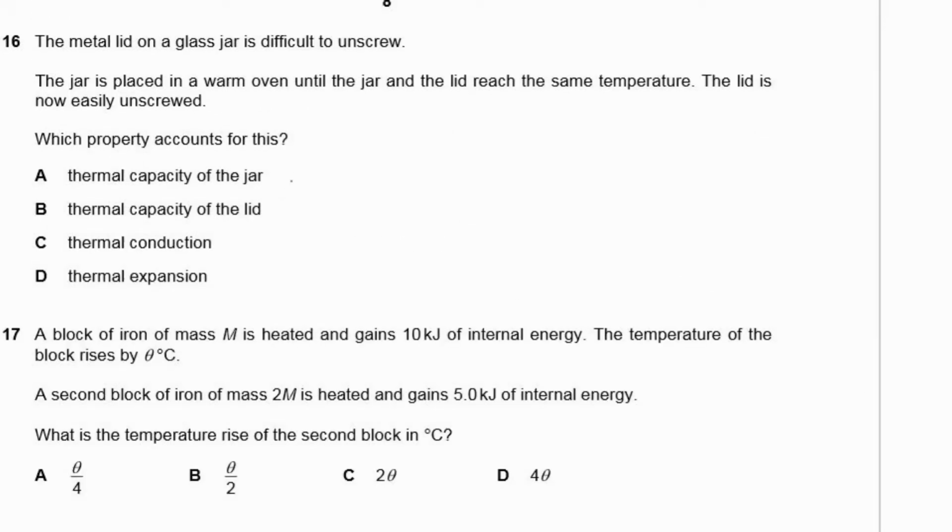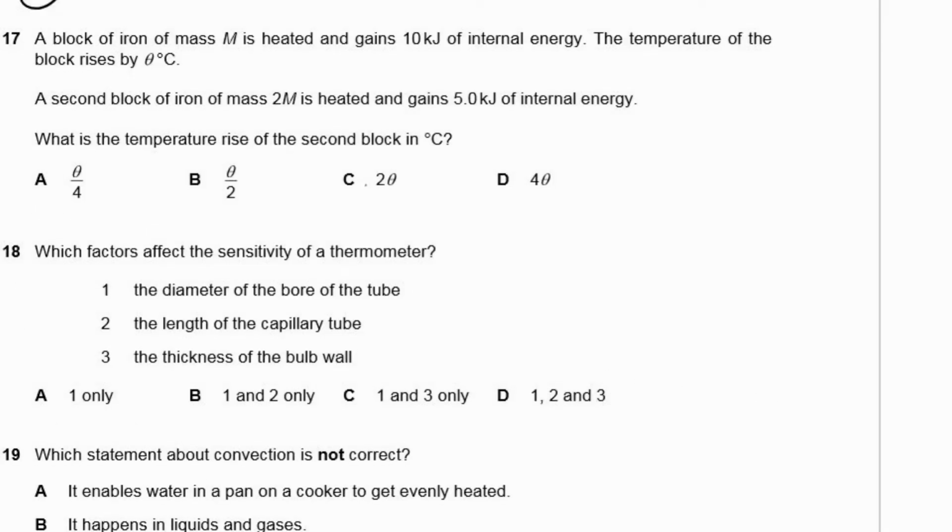Question 16. The metal lid on a glass jar is difficult to unscrew. The jar is placed in a warm oven until the jar and the lid reach the same temperature. The lid is now easily unscrewed. What property accounts for this? Alright, let's look through the options. Thermal capacity of the jar, that's just to do with how much energy it takes to heat it up. The lid, we don't really care about that. Thermal conduction, nope, that's how well it conducts heat through the jar. And thermal expansion. The lid will expand a different amount to the glass jar. So the answer is D.